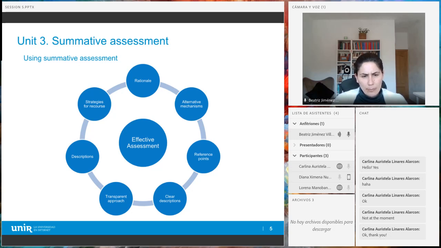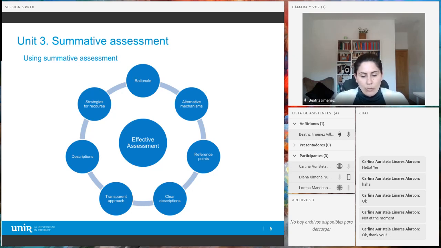Also to use, for example, clear descriptions. It's very important that we describe in detail to our students what we want in that learning process, and how the students should demonstrate the knowledge, the competences, and the skills that they have acquired. It's very important that we provide those clear descriptions.